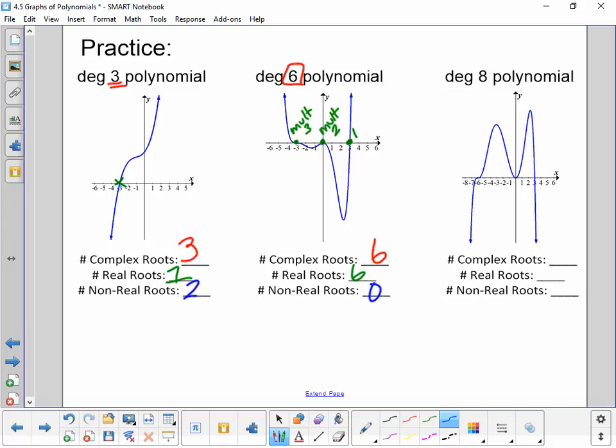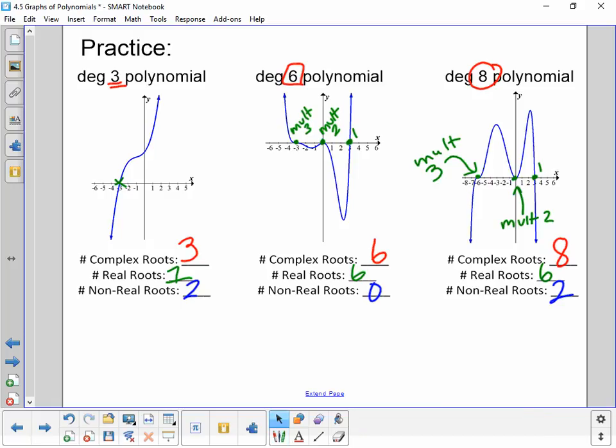The last one is a degree 8 polynomial. So I know it has 8 total complex roots. If I count up how many of those are real, I've got a little terrace point here. So that has a multiplicity of 3. I've got a little tangent point here that has multiplicity of 2. And I have one more root over here. Well, that's a grand total of 6. And if it has 8 total, that must mean that there are 2 non-real roots.